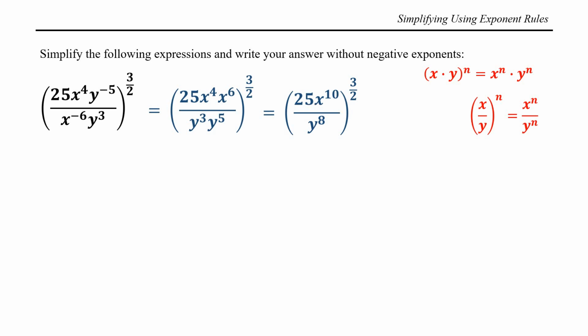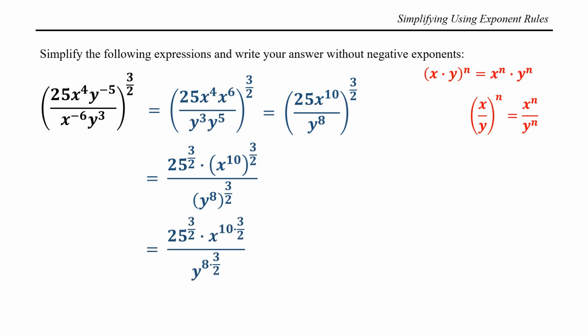So if we applied both of those, we can apply 3 over 2 to 25. So we have 25 to the power of 3 over 2 times x to the 10th to the power of 3 over 2, and our denominator will also be to the power of 3 over 2. So y to the 8th to the power of 3 over 2. Now, using our powers rule, we can multiply our exponents. So we can multiply 10 times 3 over 2 and 8 times 3 over 2. And if we simplified that, we would have 25 to the power of 3 over 2 times x to the 15th over y to the 15th.